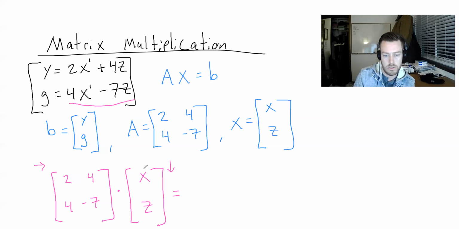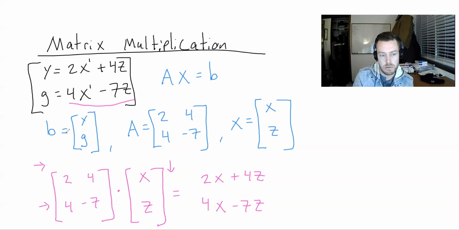So 2 is going to go with the x, right? So I'm going to get 2x. Then I'm going to go over 1 and then down 1. So 4 times z can be plus 4z. Right? We reached the end of this row, we reached the end of this column. So we're going to do it again. We're going to go over here. We're going to go down again, right? So this 4 is going to be multiplied by the x, right? 4x, then -7z. So you see we got whatever was inside there.